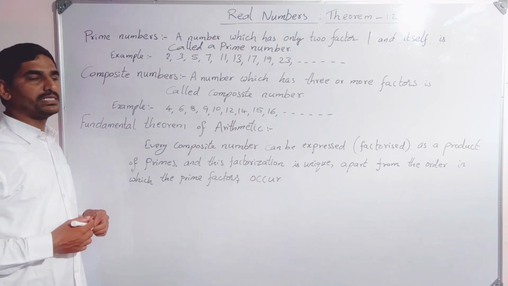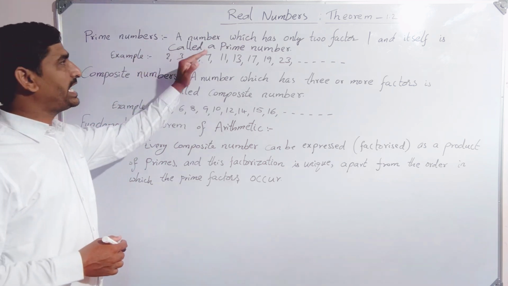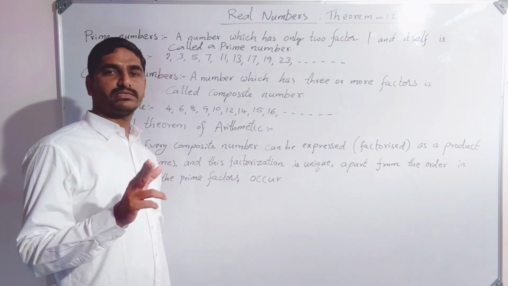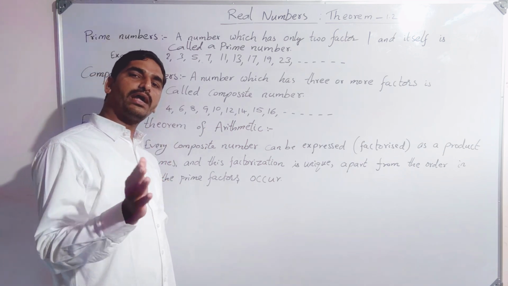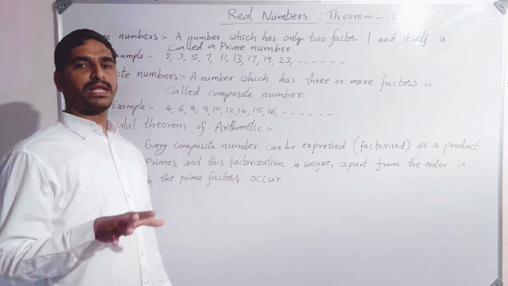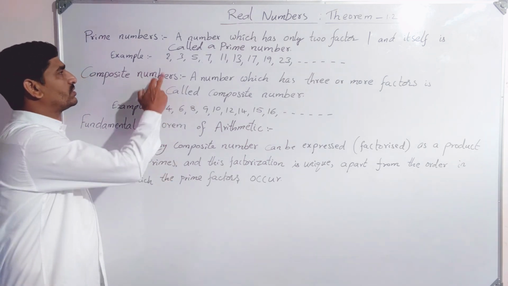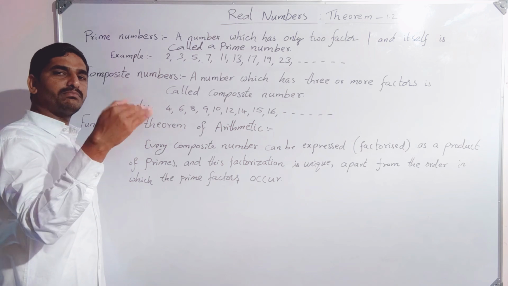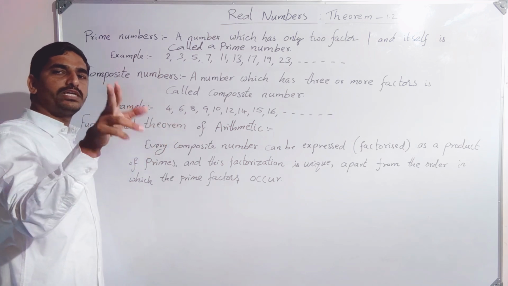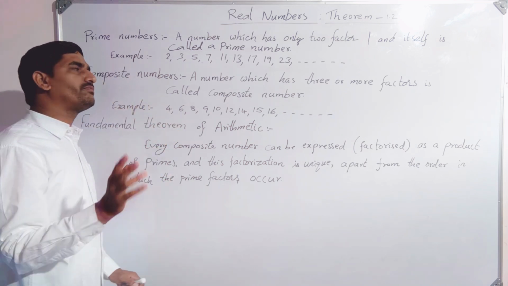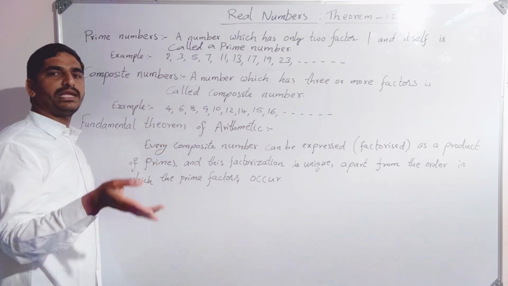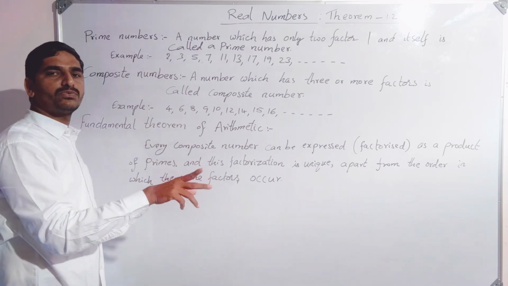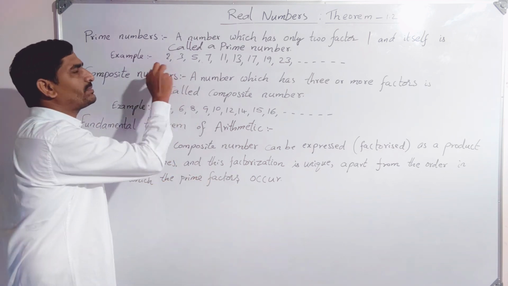Okay, prime numbers. What are the prime numbers? A number which has only two factors, one and itself, is called a prime number. Example, 2. It must be divisible by only two numbers, that is 1 and itself only. 2 goes in the one table and the two table: 1 2s are 2, 2 1s are 2. There are no other possibilities. What about 3?